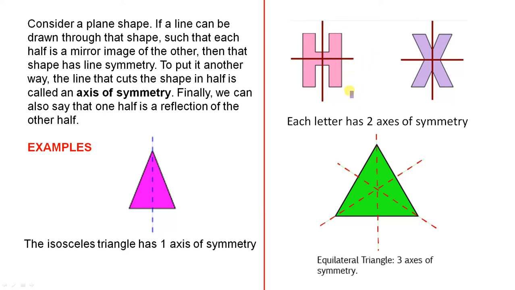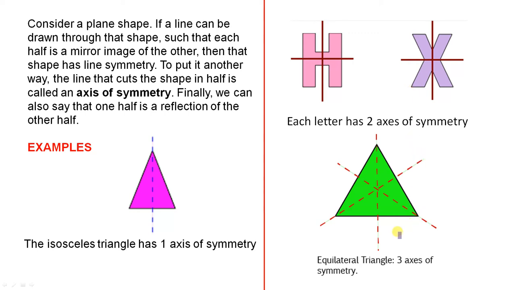Over here we have two letters. There's the capital letter H. So we have the line across there, and we have another line up there. For the X, a line across there and a line across there. So each letter has two axes of symmetry. So we can say each letter has line symmetry.